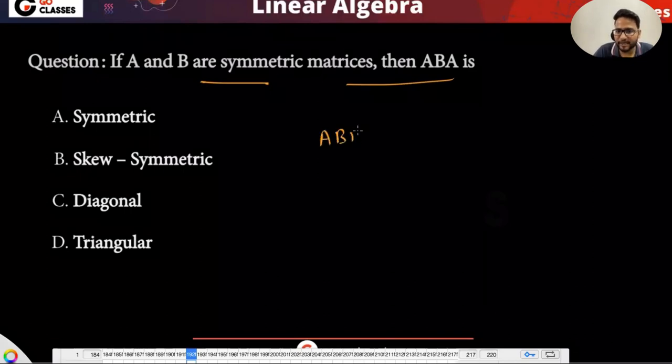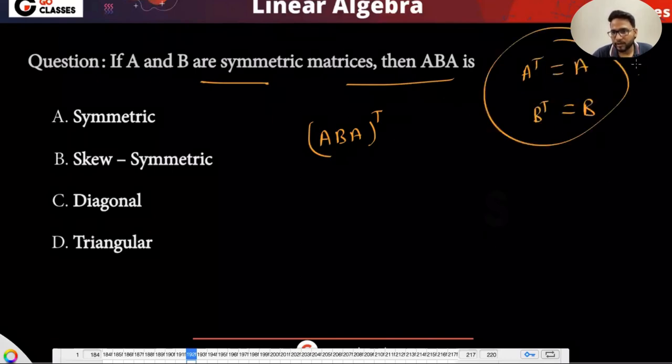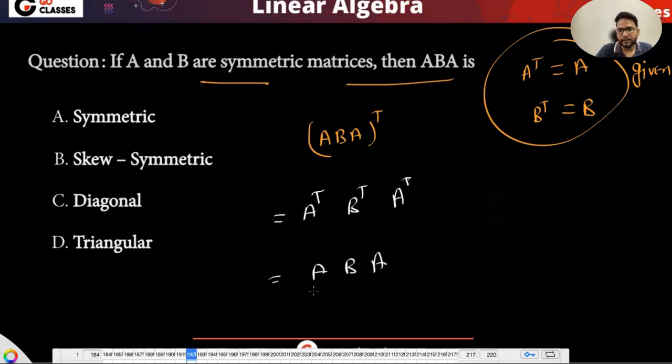Let's just check the transpose of ABA. If A and B are symmetric matrices, it means A transpose equals A and B transpose equals B, which is given to me. Let's check this. It will be A transpose, B transpose, A transpose. And since it is ABA, it is equal to its own transpose. So that is why it is a symmetric matrix. I hope you got it.